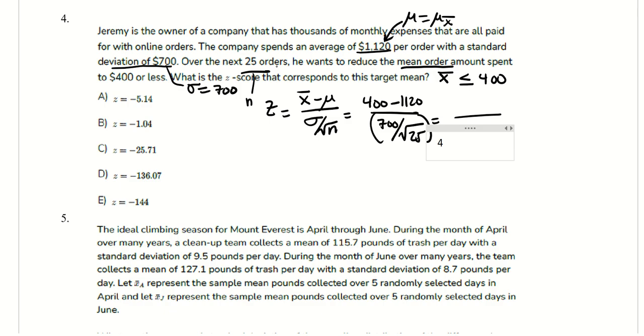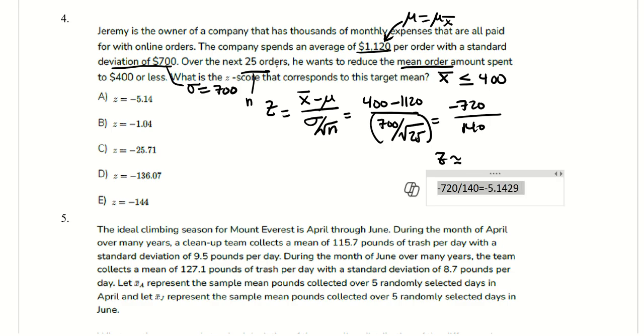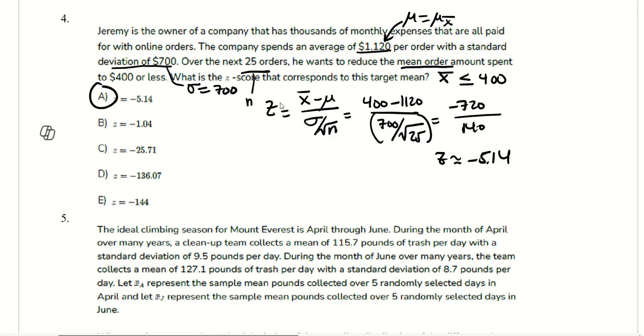400 minus 1120 is negative 720 over, and then we said 700 divided by square root of 25, which is 5. So 700 divided by 5 is 140. We got negative 720 divided by 140. We got negative 5.14 approximately. Okay, so the answer is A.